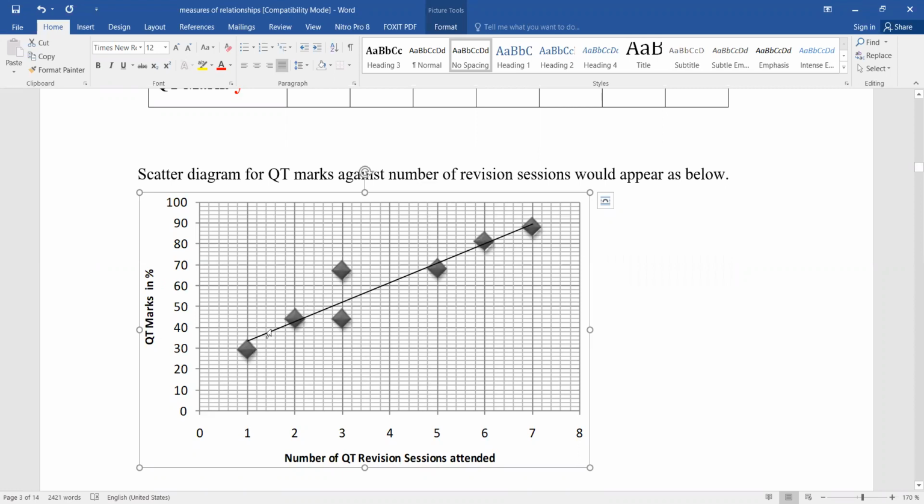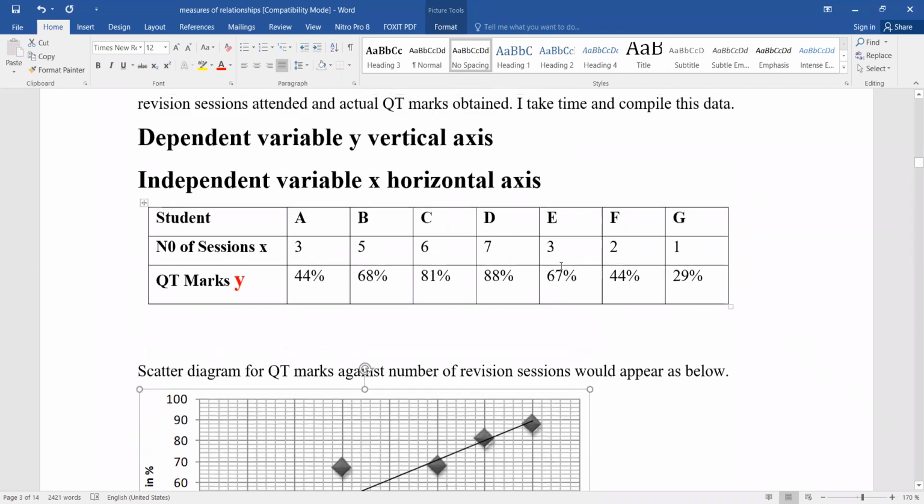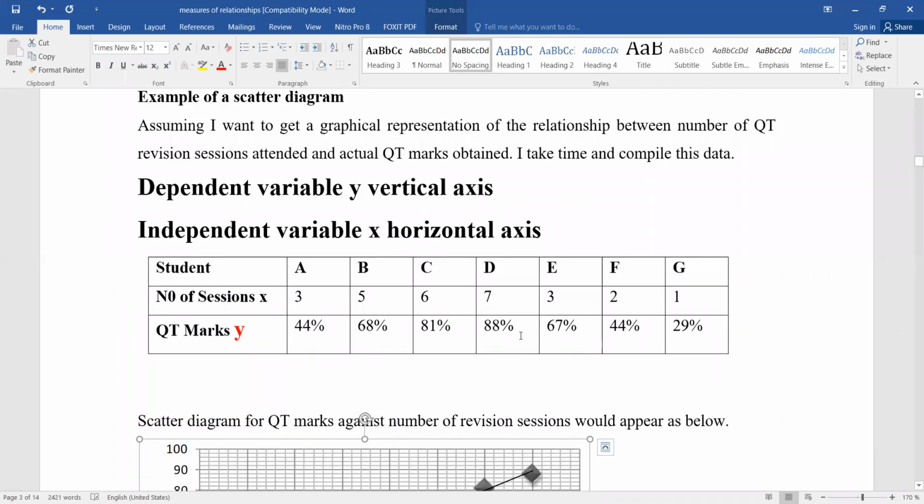Then we have this line. This one will show you that marks are positively related to the number of revision sessions. So the more you revise, the better marks you get. You can even see from the data that the person who had 7 sessions scored 88, and the person who had only 1 session scored 29%.